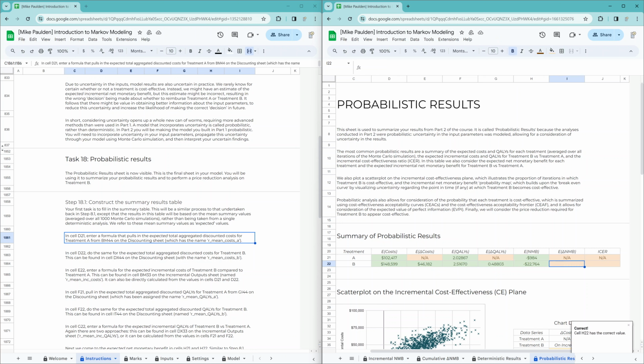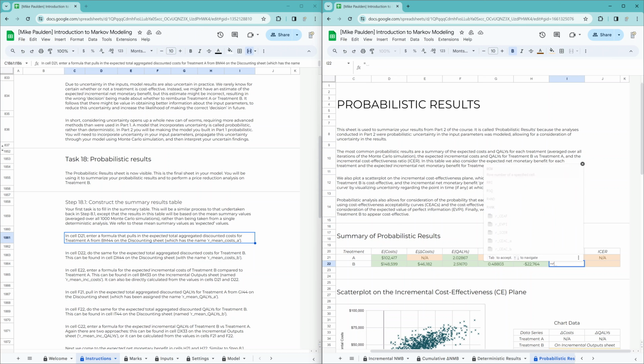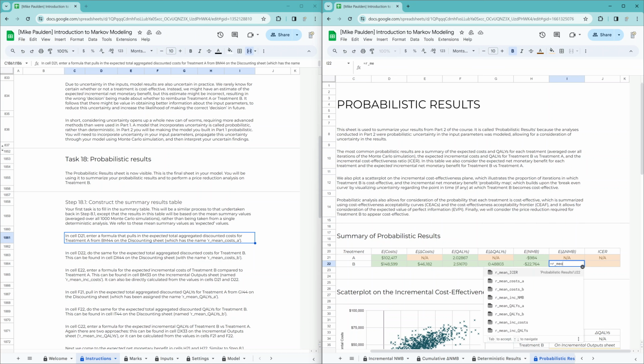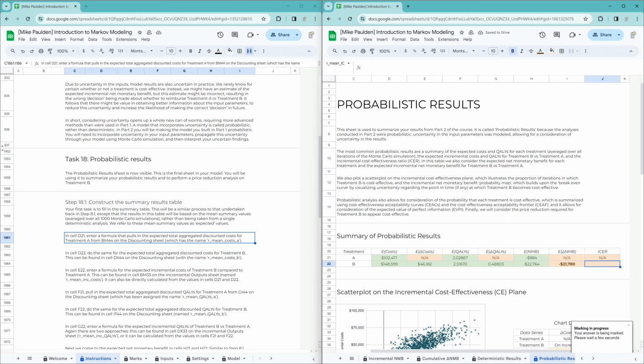Okay, and then for the expected incremental net monetary benefit, again, you could just calculate it by subtracting this from this. Or we could just put in R_mean, and you can see the incremental net monetary benefit there. That pulls it in directly from the incremental net monetary benefit sheet. Oops, didn't mean to click off there. Okay, and then the final cell that we need to do here is the ISA. So that's going to be the expected incremental costs divided by the expected incremental QALYs.